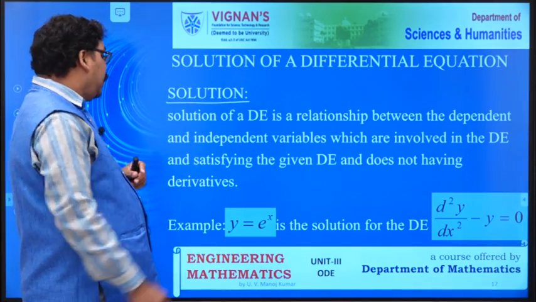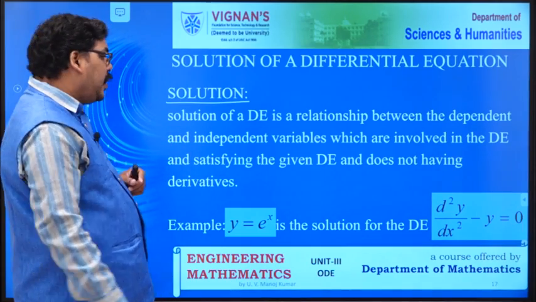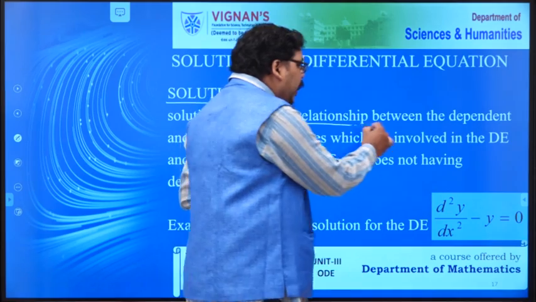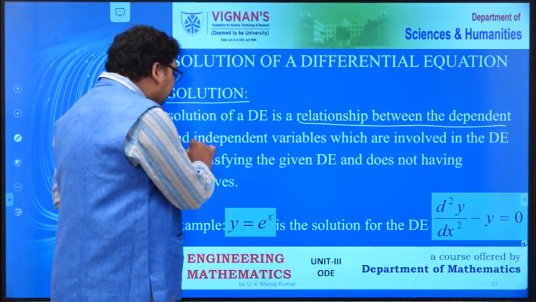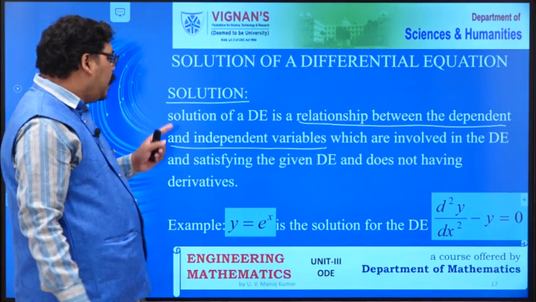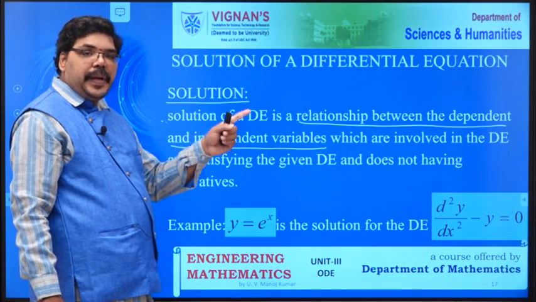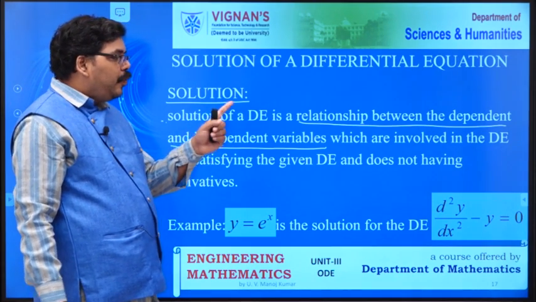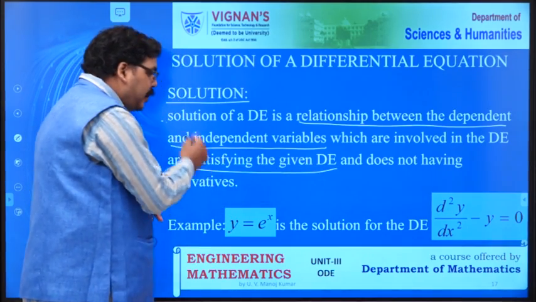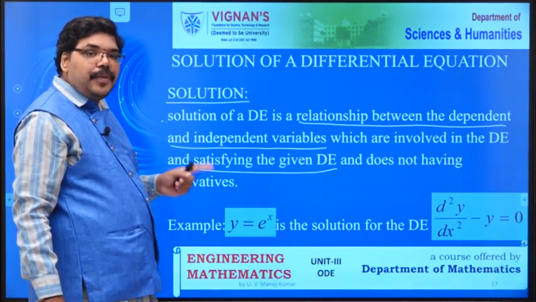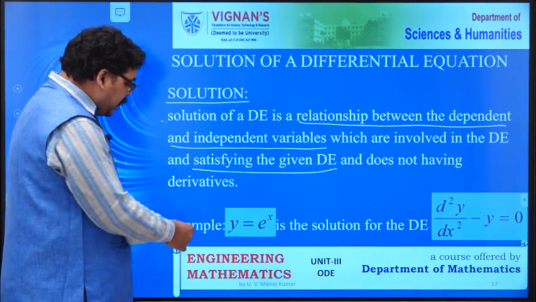What is solution? Solution of a differential equation, DE is differential equation, is a relationship between dependent and independent variables which satisfies the given differential equation. And it should not involve derivatives. Okay. See some example given here.